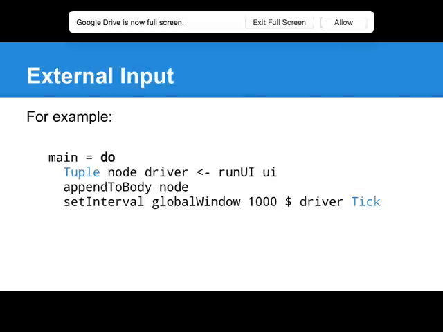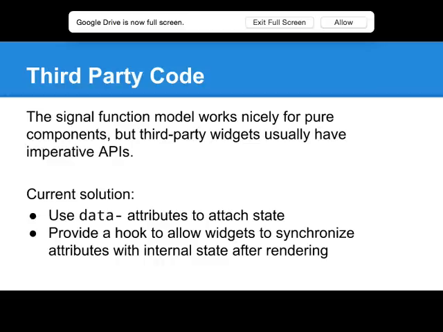And here's a quick example. So run UI, in practice, you pass it this UI object that bundles a signal function. You get a node out and a driver function. You append the node to the body of the document, and then maybe I set up an interval on the second long tick, and every time I get a tick, I call that driver function with this tick input, just feeding the machine every second.